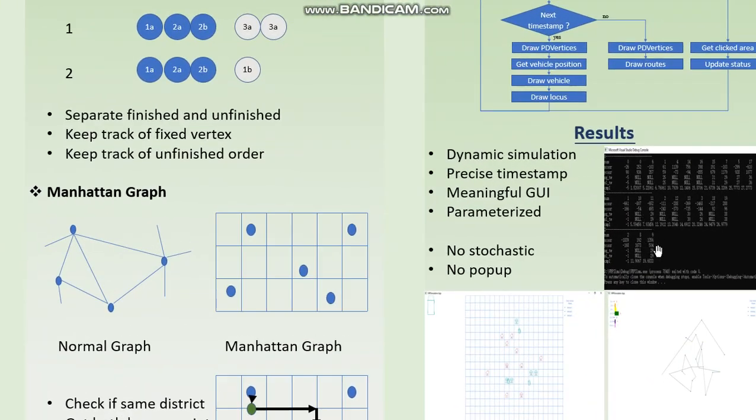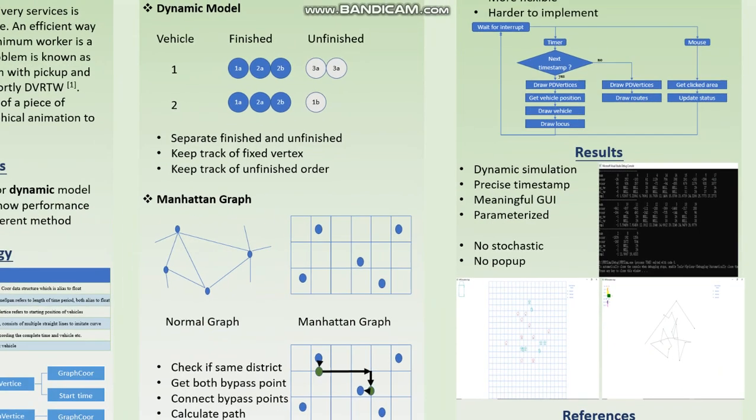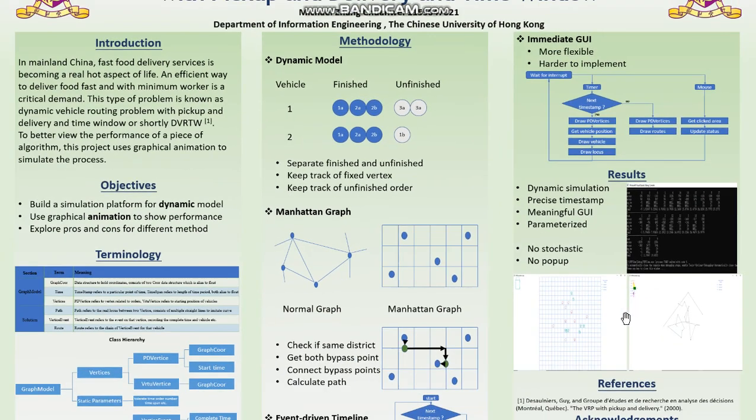This is the algorithm part. As you can see, the complete time, this line is complete time. The floats are very precise because I use event-driven timeline, so I can calculate the time to any precision. And these two are just the GUI part. So this is my project.